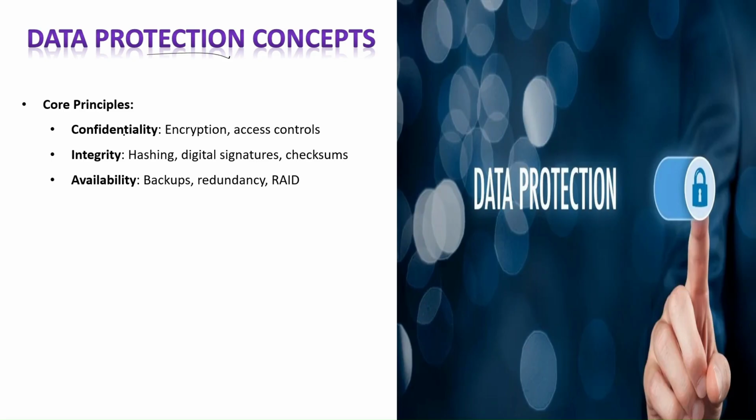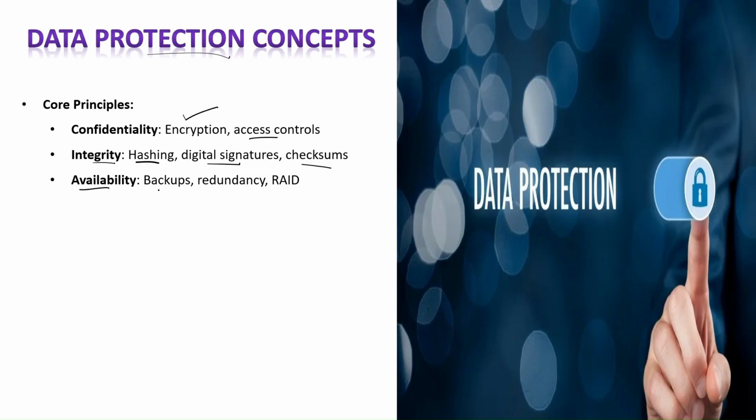Now coming over to data protection concepts. The core principles of data protection are, first, confidentiality. Confidentiality is mainly ensured through encryption and access control. Confidentiality is the basic principle, which means that data should only be accessible and visible to authorized users. Then we have data integrity. As we said in the previous slide, for integrity we use hashing, and integrity means that data must be intact and complete, and it must not be changed or tampered with. So we use hashing, digital signatures, and checksums for data integrity.